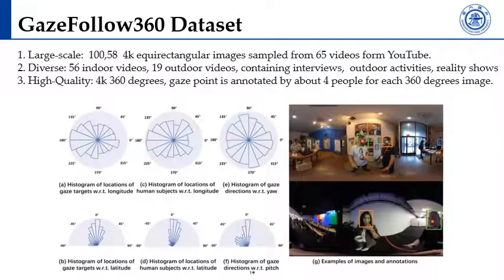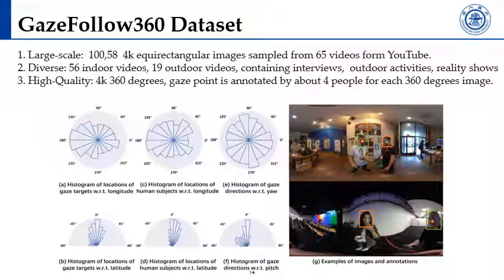But currently, there's no such dataset. So we collect one, which is a large-scale dataset containing over 10,000 equirectangular images, sampled from 55 videos from YouTube. So it is diverse: content like interviews, outdoor activities, reality shows, including both indoor videos and outdoor videos. The quality of the dataset is high. The resolution of images is 4K, and each gaze point is annotated by about 4 people for each image.